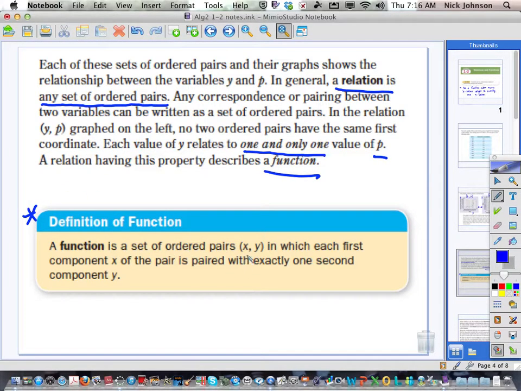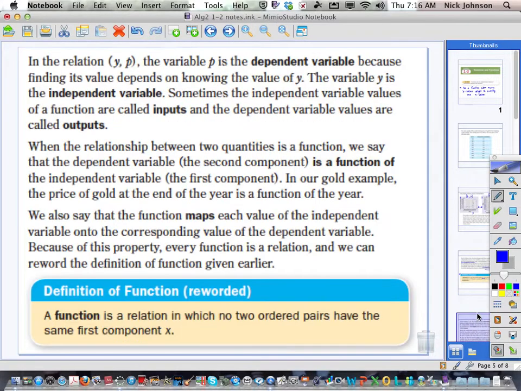A function is a set of ordered pairs, x comma y, in which the first component x of a pair is paired with exactly one second component y. So what you're checking is that every single x value goes to exactly one y value. And we're going to have some examples here in a little bit that are going to show you that. Continuing on.